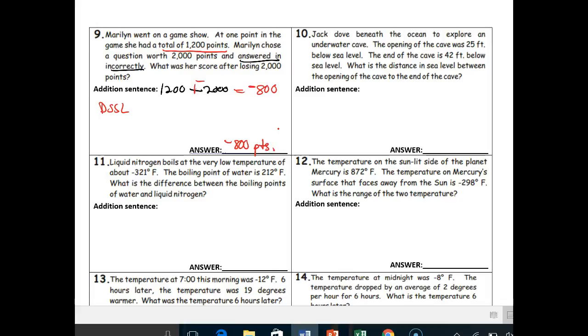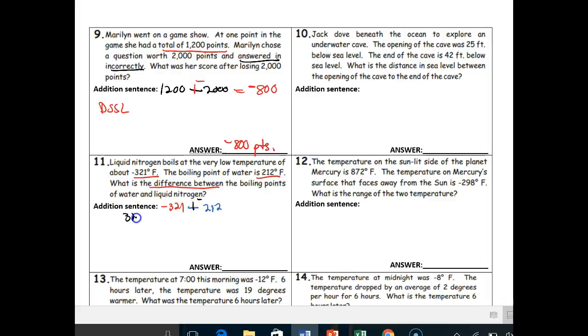Not doing too good. Number 11, liquid nitrogen boils at a very low temperature of about negative 321. The boiling point of water is 212, so plus 212. No, sorry, I'm not going to do that because I got to read the question further. What is the difference between the boiling points of water and liquid nitrogen? Thank you for making sure I read the question. So that's minus 212 because it asks for the difference, the change, right? So I need to KCC, so keep, change, change.